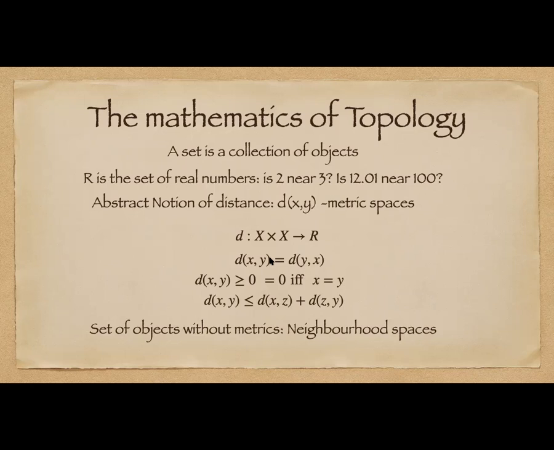For the mathematics of topology, we start with the set of objects without metrics. So we want to have the notion of nearness, or the notion of being able to classify two objects in a set, or two elements in a set, as being close or far without the definition of a metric on it. That is where we start.